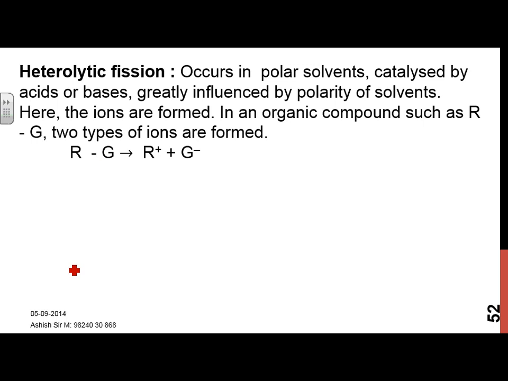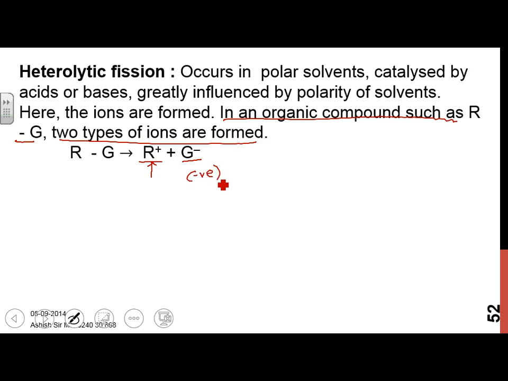So here, in an organic compound such as R–G, two types of ions are formed. After heterolytic fission, one takes away the electron pair, and the other is depleted of the electron pair. The one which takes away the electron pair forms a negatively charged ion. We call them anions. The one which is depleted of electrons, we call it a cation.